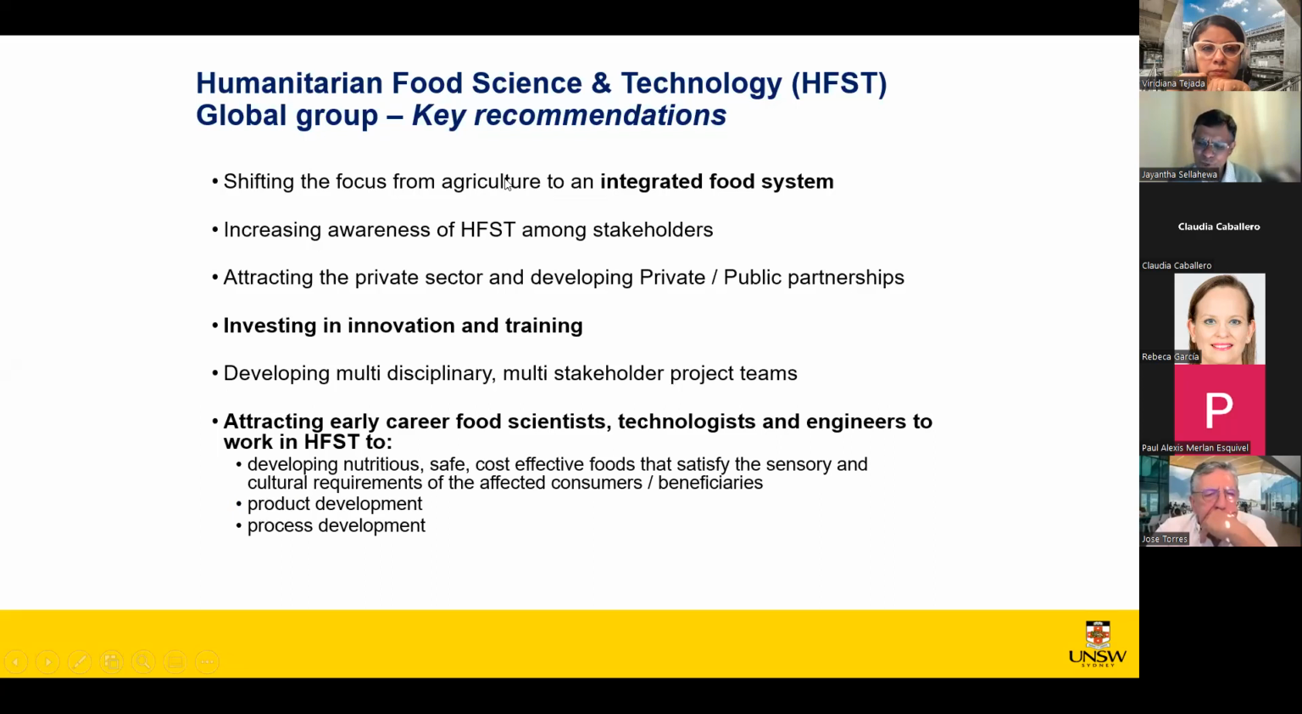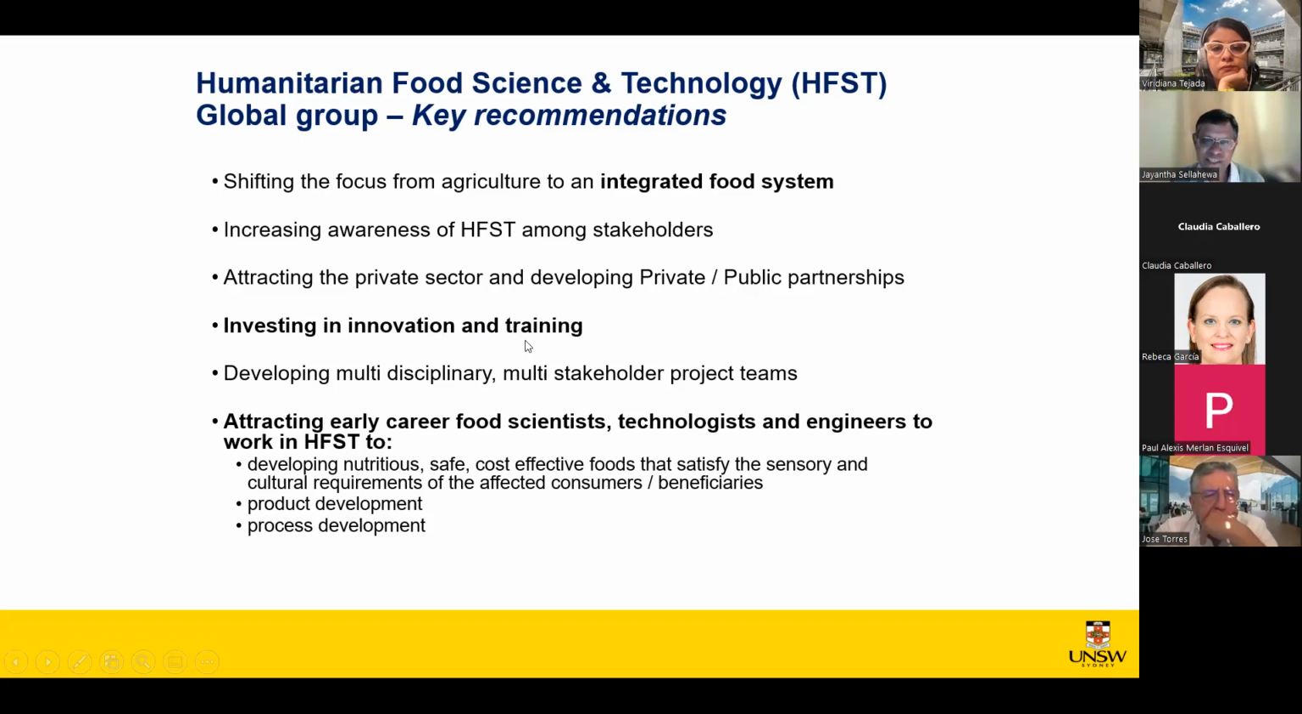And also we found a lot of the work that's happening in this area is all about increasing yield in agriculture, not so much post-harvest processing. So I think this integrated food system is important, which includes food processing and distribution. And increasing awareness that I referred to earlier. The private sector, we believe, should play a bigger role than what they're doing at the moment. There are many reasons why that's not so, some historical, some political, and there should be better public-private partnerships.